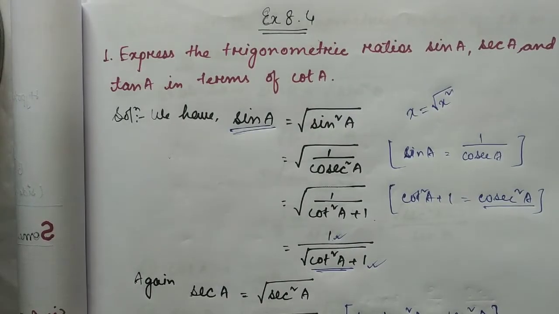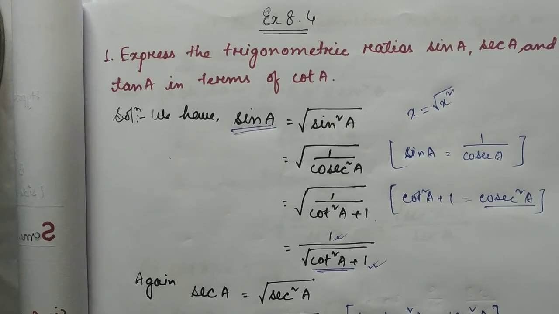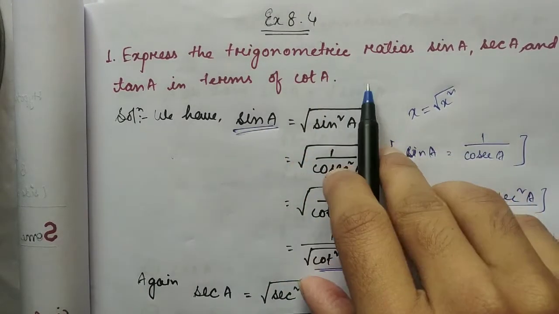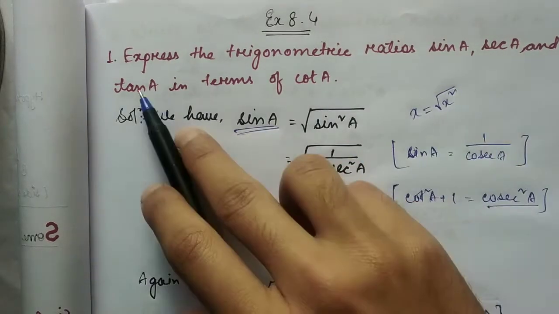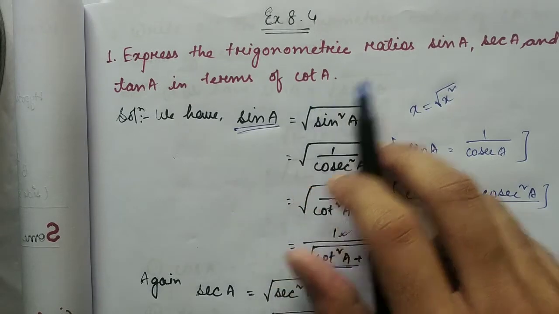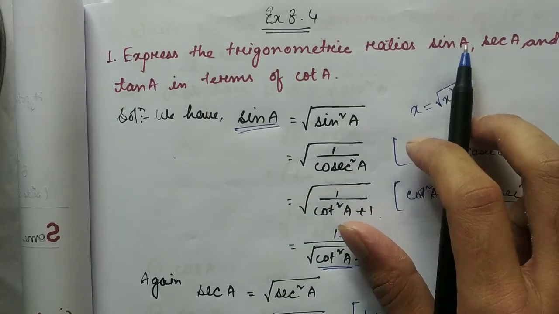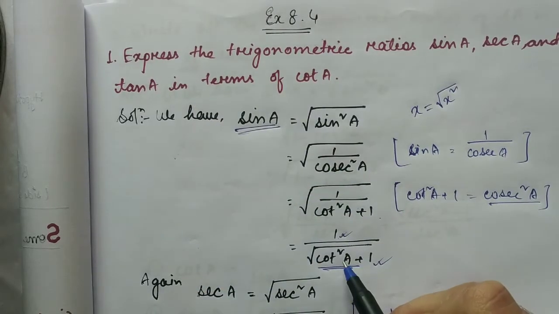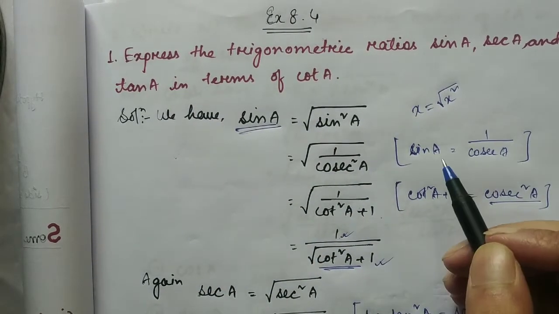So let's begin with the last exercise, 8.4. Here the first problem is: express the trigonometric ratios sin of A, sec of A, and tan of A in terms of cot of A. Here what we need to do is write all the trigonometric ratios, that is sin of A, sec of A, and tan of A in terms of only cot A, not using any other trigonometric ratios.